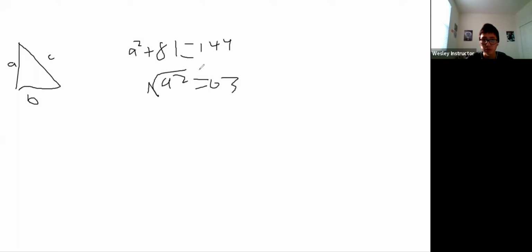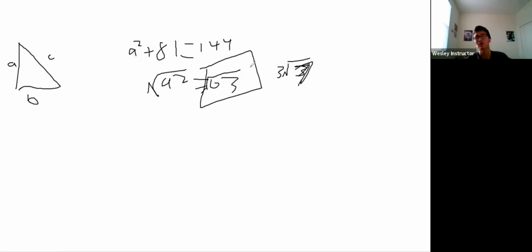And just square root each side. And the answer is square root of 63. You guys can simplify that. So that turns into 3 root 7, because 9 times 7 is 63. Or you guys can use a calculator and find what this number equals, but you guys can just leave it as this.